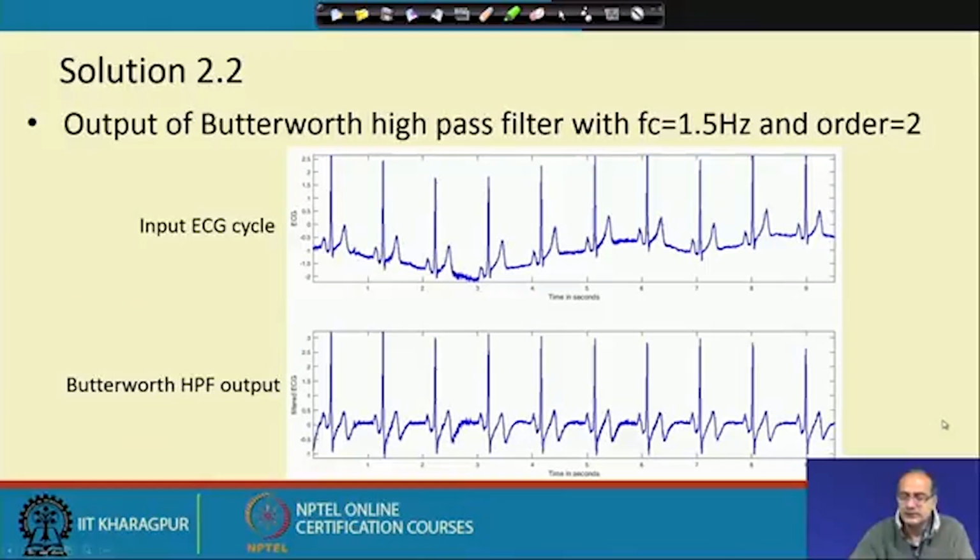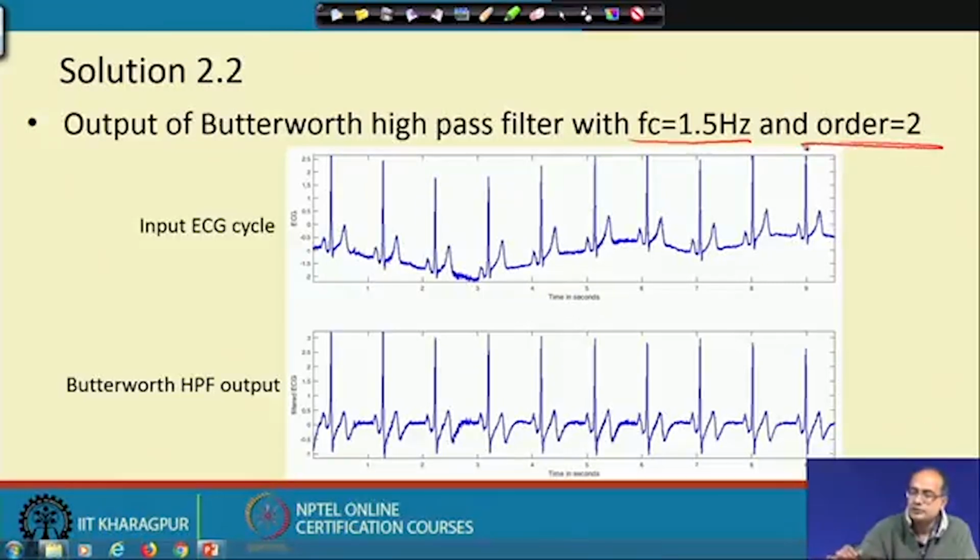Now, next we are changing the cutoff frequency, it is moved to 1.5 hertz and the order remains at 2. Okay. Again we get a good response, we are getting the output pretty well. It looks almost near the previous one.